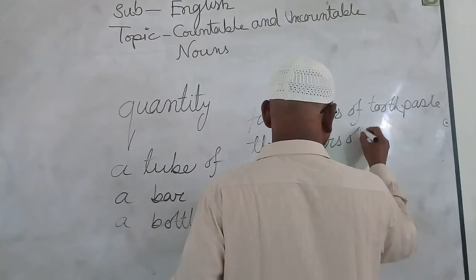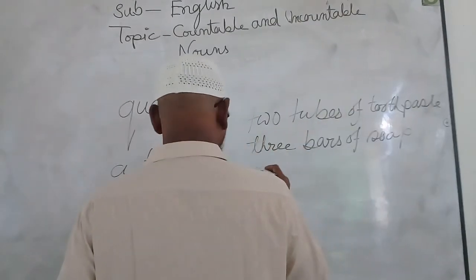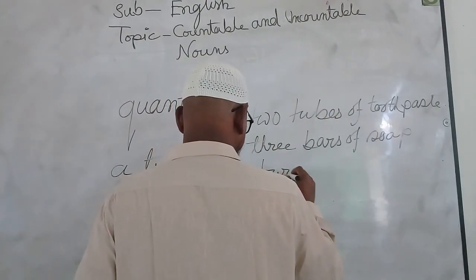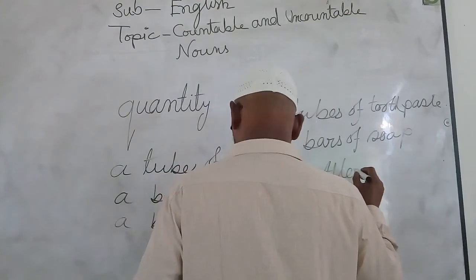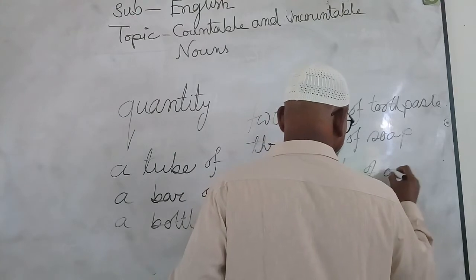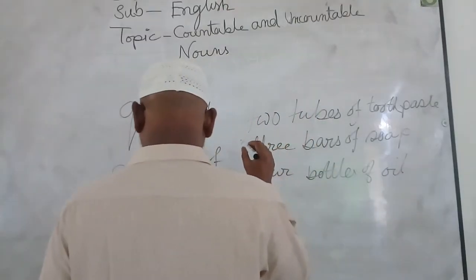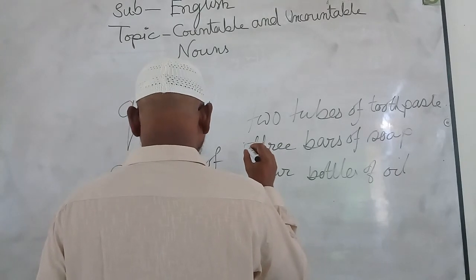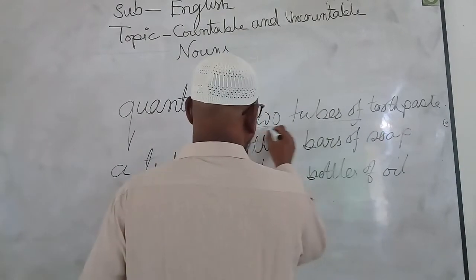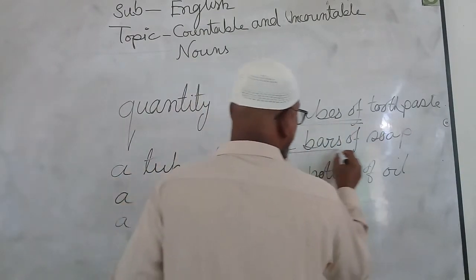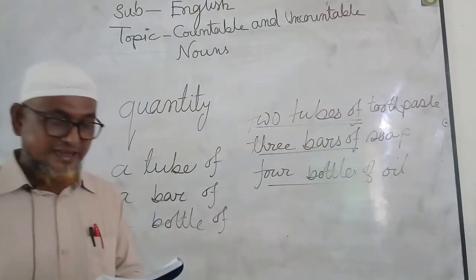three bars of soap, two bottles of oil. Tubes of, bars of, bottles of are measure words.